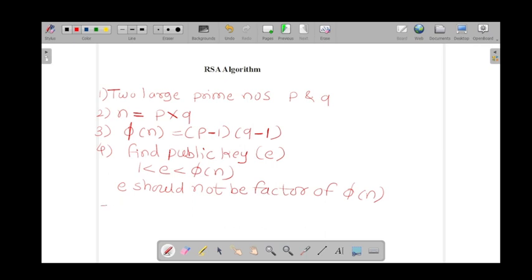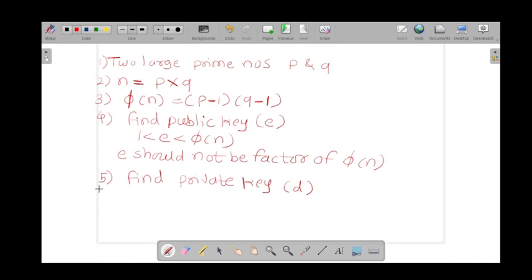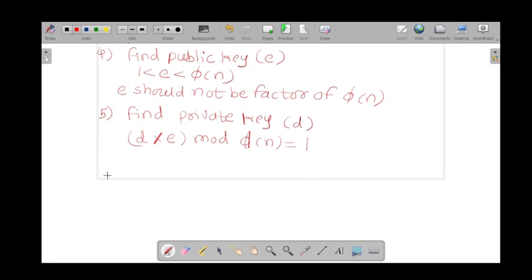In the fifth step, we are finding the value of our private key. So our private key D is such that D into E mod phi of n is equal to 1. Now these are the 5 steps that we follow to identify the values of D and E.